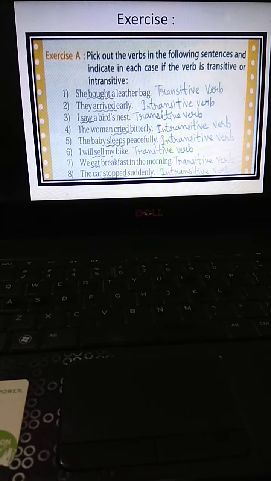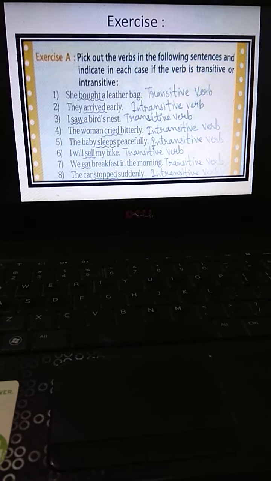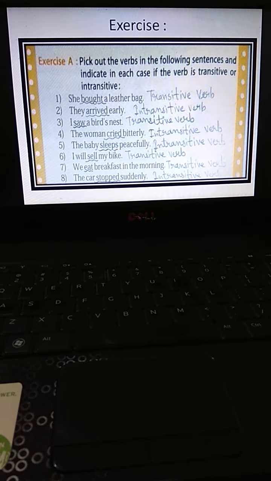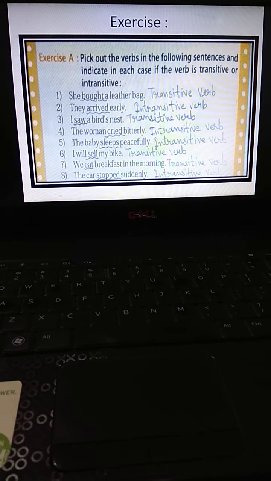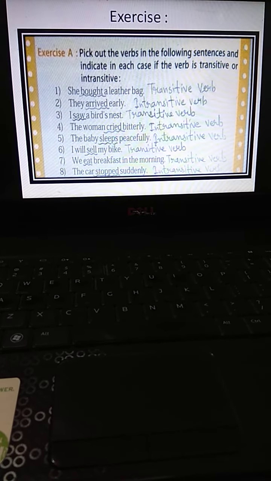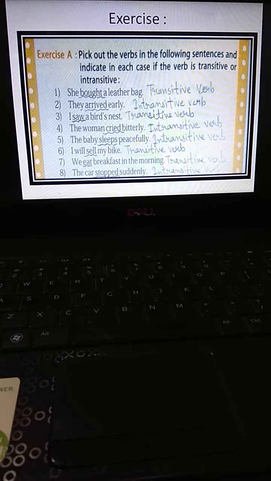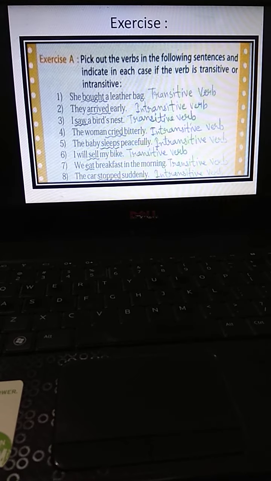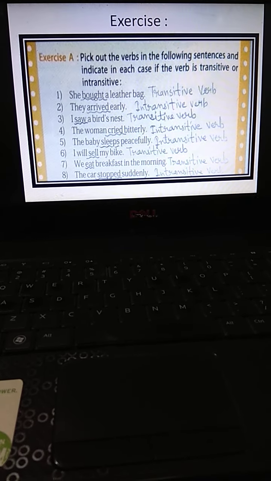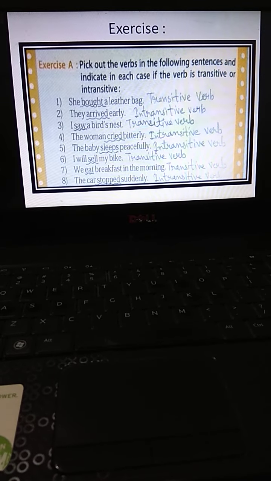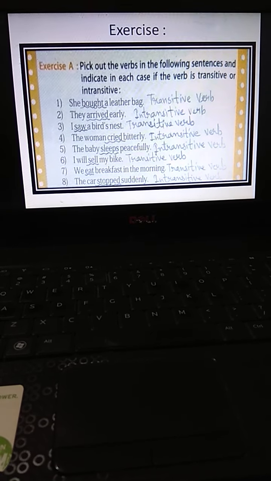Now the exercise portion of this chapter. Exercise A. Pick out the verbs in the following sentences and indicate in each case if the verb is transitive or intransitive. So we have to first find out the verbs and then indicate in each case if the verb is transitive or intransitive.